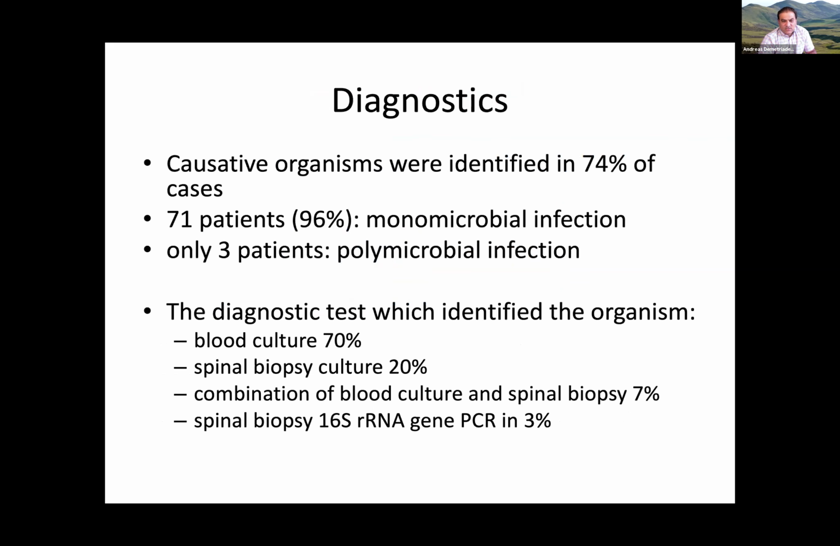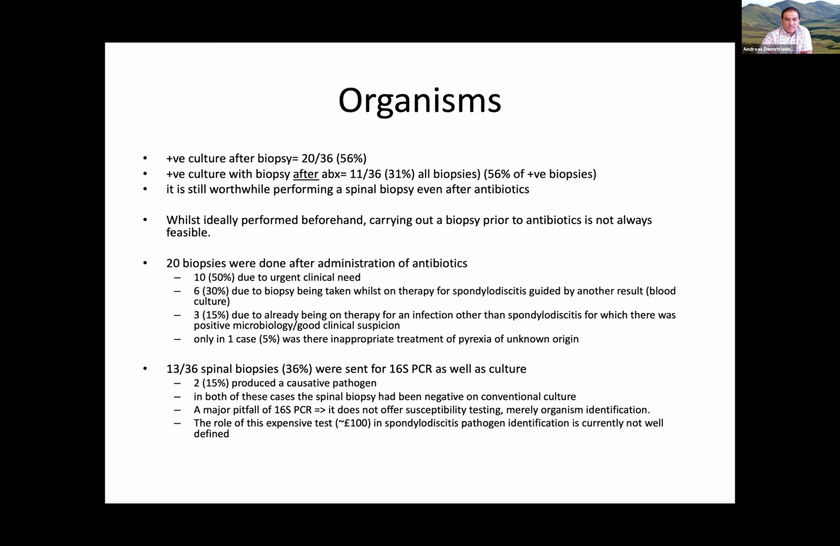How successful were the diagnostics? Causative organisms were identified in 74% of cases. 96% of those, rather, were monomicrobial. 3 were polymicrobial. The diagnostic test which identified the organism was a blood culture in 70% of the cases. Spinal biopsy, only 20%. A combo of those two, 7%. And in very few cases, we did a 16S RNA PCR. So let's translate that into some numbers. Positive culture after biopsy, 20 out of 36 is only 56%, not high.